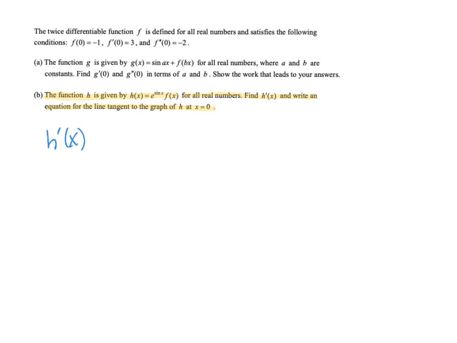Okay, so this is a composition. This is a product, actually. Let's write it out. And then there's a composition inside our product. So this has got all of our favorite rules. The product rule and the chain rule. We used to do this with u's and v's. So that would be u equals e to the sine of x, and v equals f of x. And then don't forget e to the sine of x has a composition.